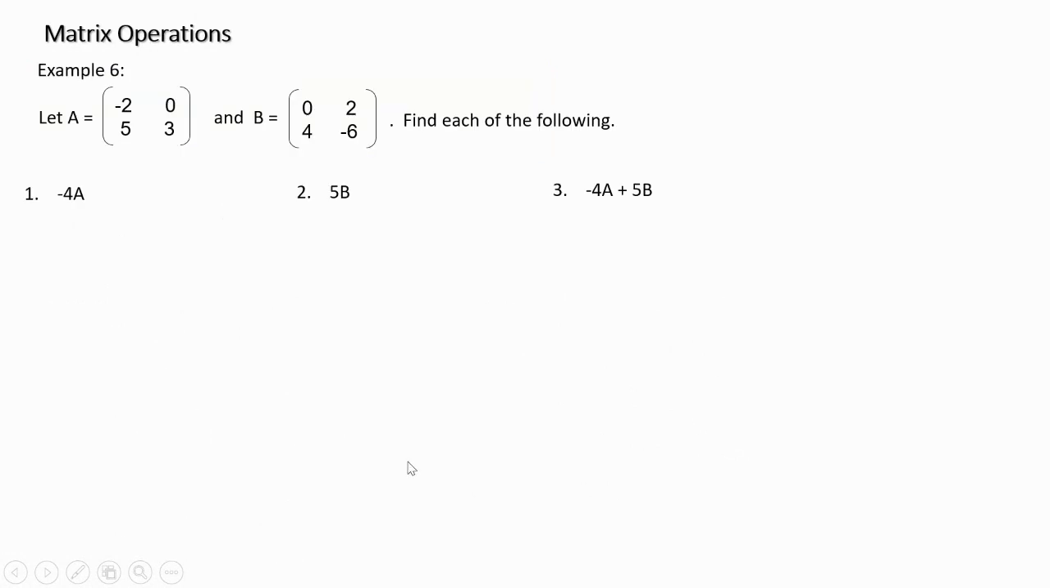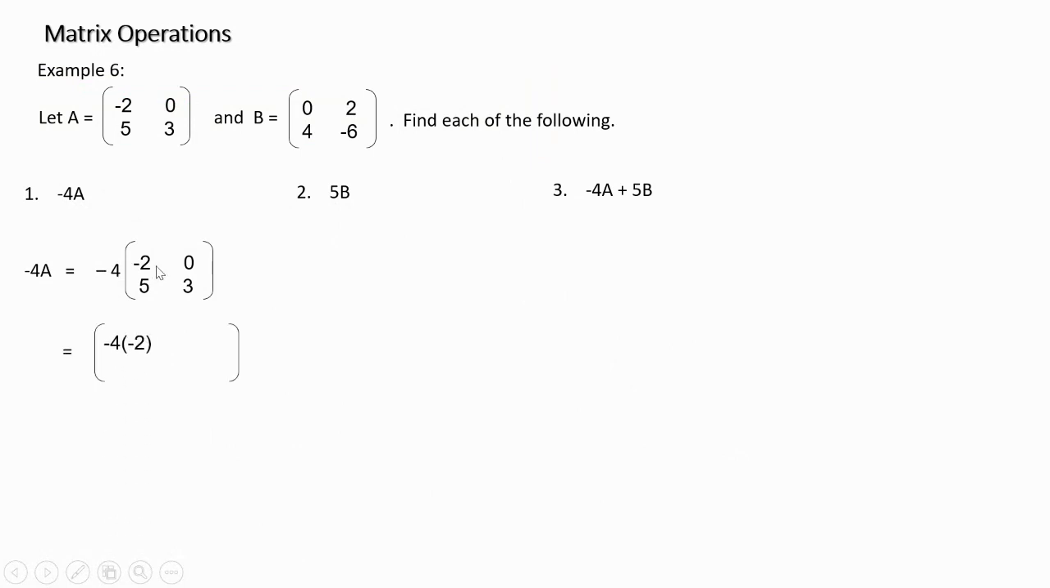So now let's do example number 6. They give us two matrices, matrix A and matrix B, and they're both the same size. So number 1 is going to be negative 4A, number 2, 5B, and number 3, we're going to add what we got from number 1, which is negative 4A, plus what we got for number 2, which is 5B. Okay? So let's see. Number 1, negative 4A: I'm going to multiply negative 4 times every element in matrix A.